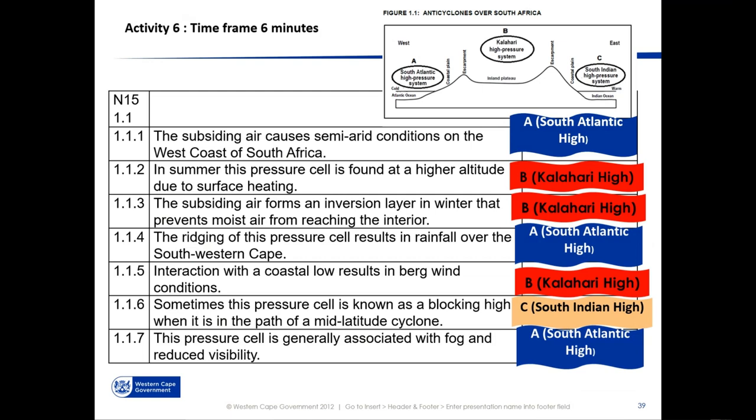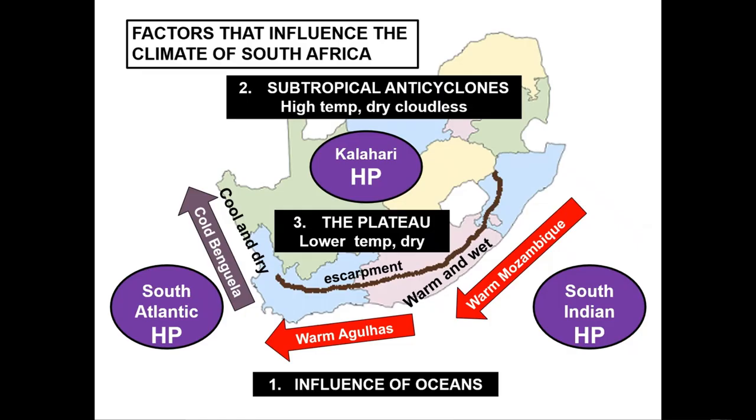And then our next one, I'm actually going to leave the questions and go to the factors that influence the climate of South Africa. When we look at the factors, I always say these three things affect the climate of South Africa. Number one is your ocean currents. There you can see it: the warm Mozambique and the warm Agulhas. In other words, the eastern part of South Africa has a warm ocean current.